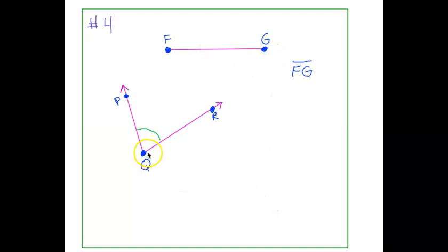What if we were talking about this particular ray right here? What would that be called? That would be called ray QR. To show that we're talking about ray QR, we would write in capital letters QR, and then we would draw a line with an arrow on it to show that we're talking about the ray QR.